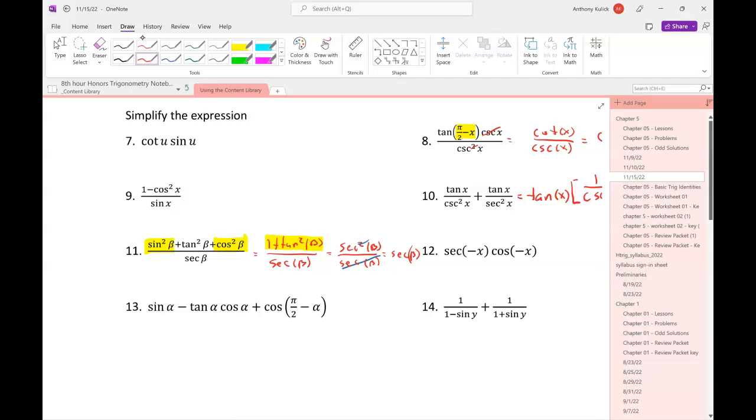So the first things we typically do are we're going to look for algebra things, right? But there's no algebra to do here. You agree? This is going to be the first thing that I'd want to straighten out. What is cosine of pi over 2 minus alpha? Sine. Yep.